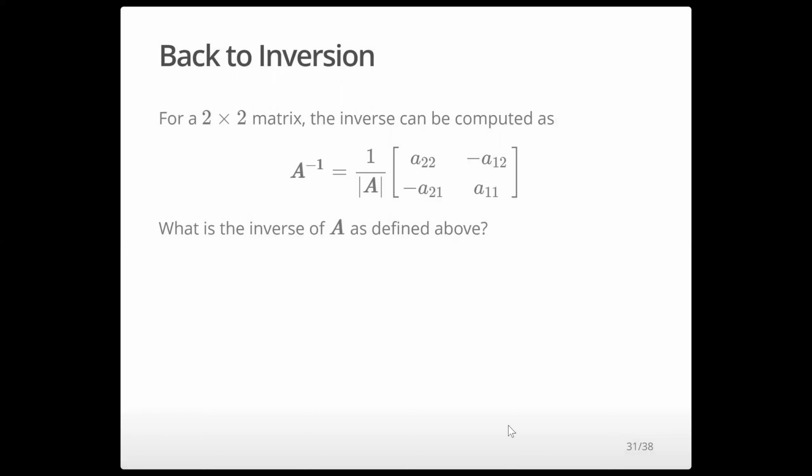So back to inversion. For a 2x2 matrix, the inverse can be computed as 1 over the determinant of the matrix times this sort of rejiggered version of it, where A22 is the first element, negative A12 is the second element. So the first row is A22, negative A12. The second row is negative A21, and the second element of the second row is A11. So as we defined it before, let's find the inverse of A.